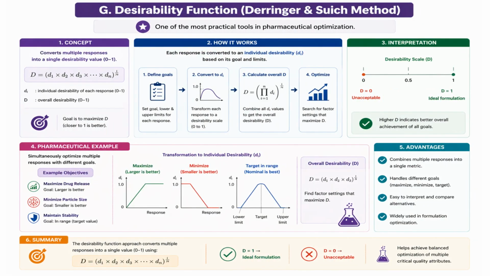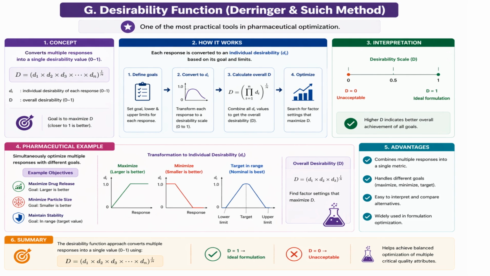This method is useful when multiple targets must be met simultaneously, such as optimizing both drug dissolution and tablet hardness. The desirability function provides a single score to guide the optimization process toward the most balanced and ideal product.